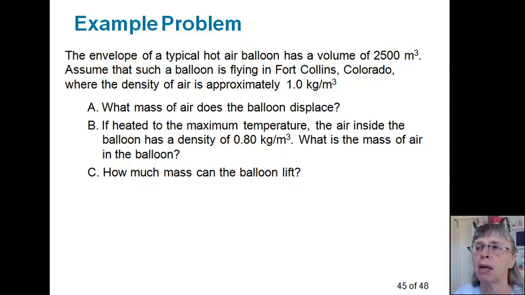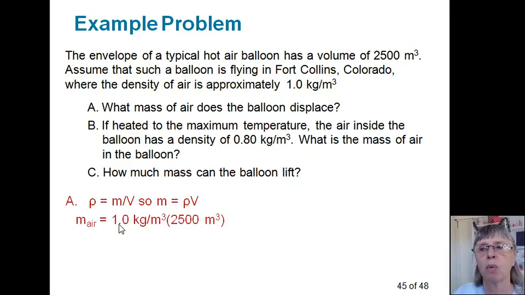We'll just do these one at a time. So for part A, if we know the volume and we know the density of the air, then we can calculate that mass using the relationship that density is equal to mass divided by volume. Rewriting that, mass is equal to density times volume. So we can substitute in what we know. There's the density of the air, there's the volume of the hot air balloon, and we can conclude that the mass is equal to 2,500 kilograms.